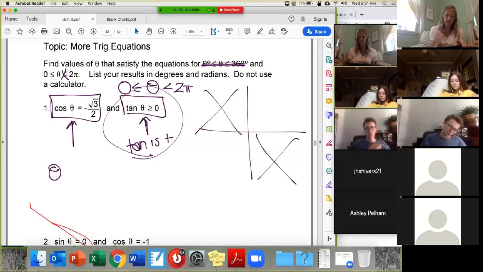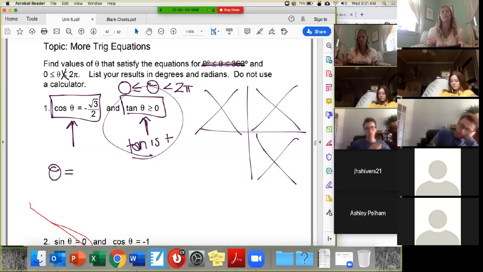The first thing, then, I also have to look at is where the cosine is equal to that. This narrows it down even further. Someone tell me why. Because the cosine is negative. So because the cosine is negative, we've narrowed ourselves down to which quadrant only? Third. So in this case, how many answers am I going to get for this question? Only one. Where is cosine negative √3 over 2? In quadrant 3.